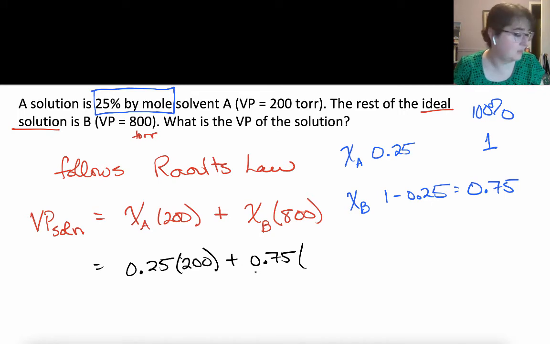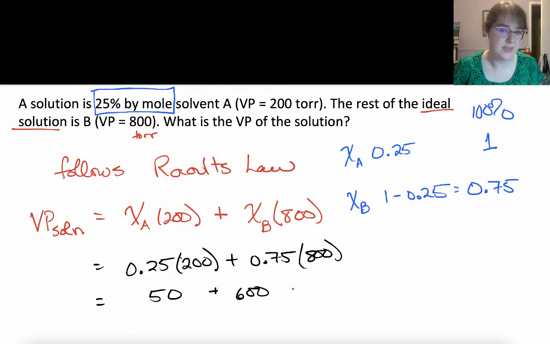Notice that this is all in moles. I know that usually when we say percent, it's often percent by mass, but the question gave me percent by mole, and that's the reason why I'm allowed to do this. So that's what I get to use. So from this I get 50, from this I get 600, and that gives me a grand total of 650 torr. Now the problem should have told me what units it wanted. It did not, so I'm just going to leave these in torr.